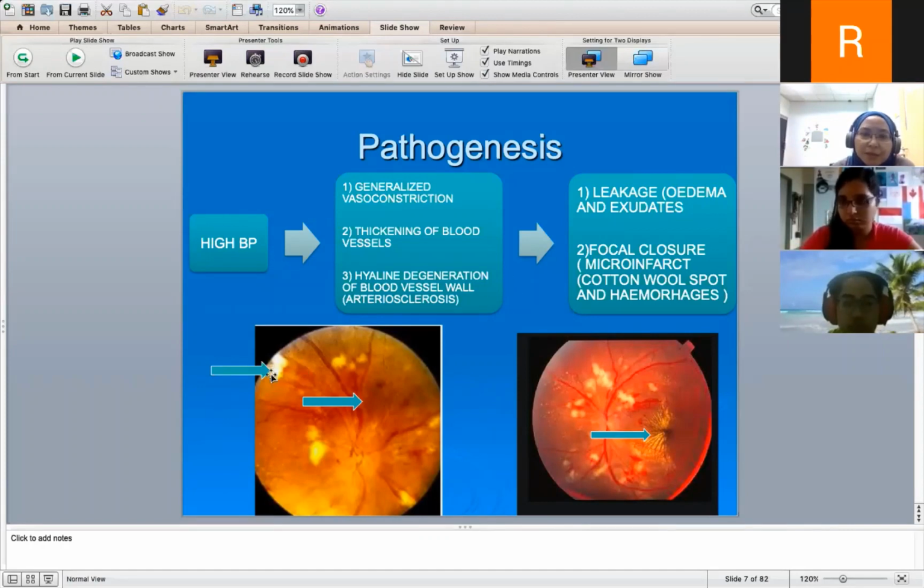Now, as you can see here, what's this? A cotton wool spot, right? Try to look at the age. What is important for you to see is, one, the color, and number two, the age of the lesion.